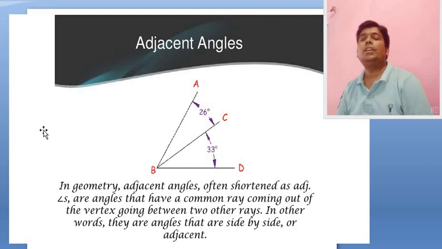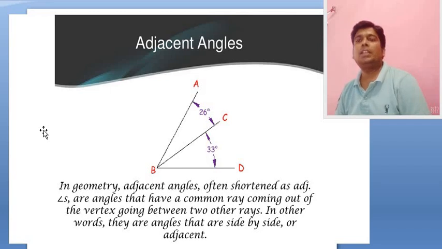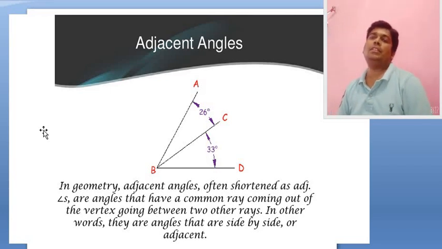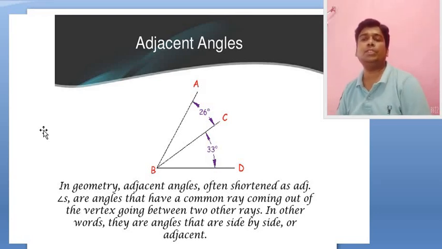If these three criteria are satisfied, then the two angles are said to be adjacent angles. You can see here for angle ABC and for angle CBD, B is common here and arm BC is common, and AB and BD are the two arms which are on either side of BC. So this is an example of adjacent angles.